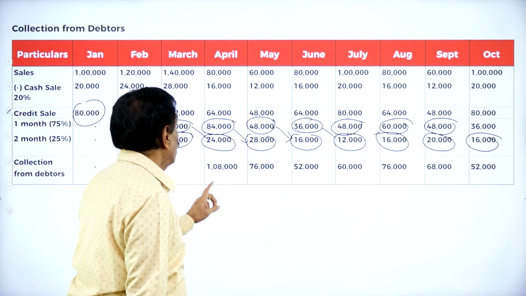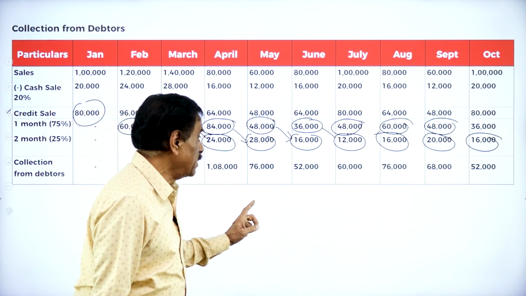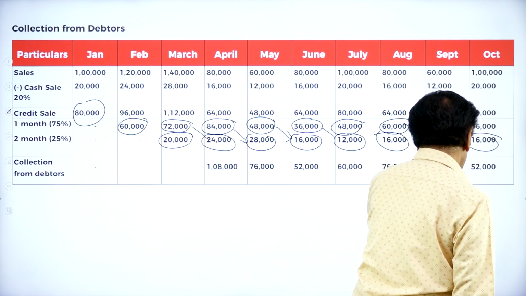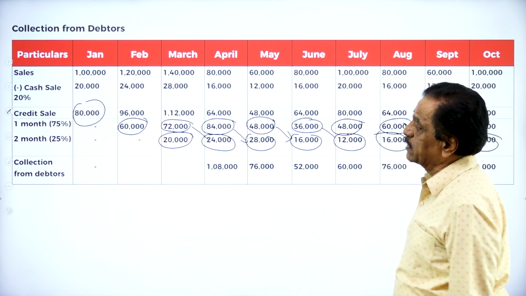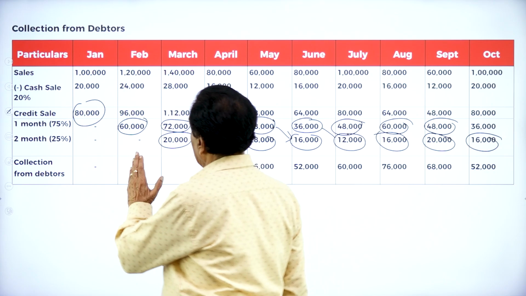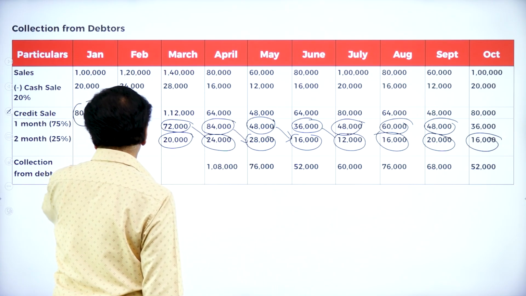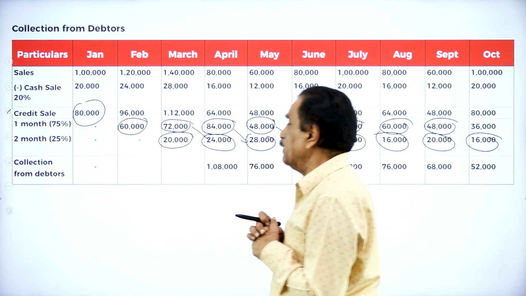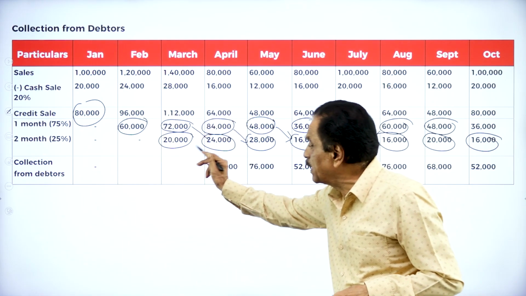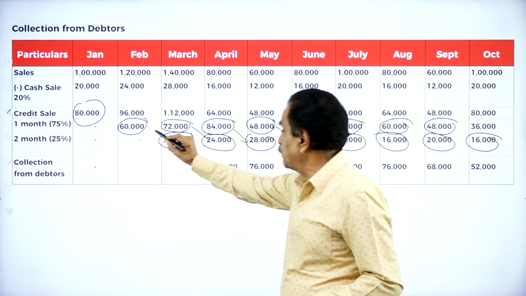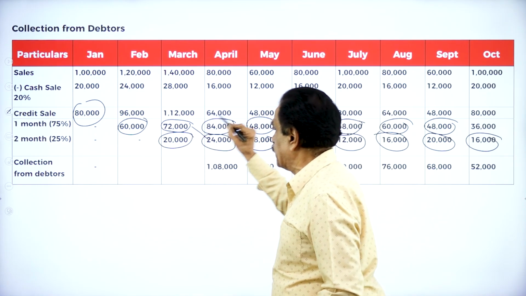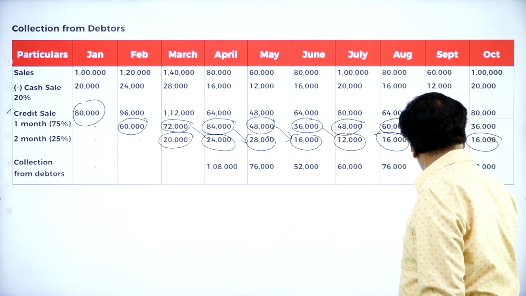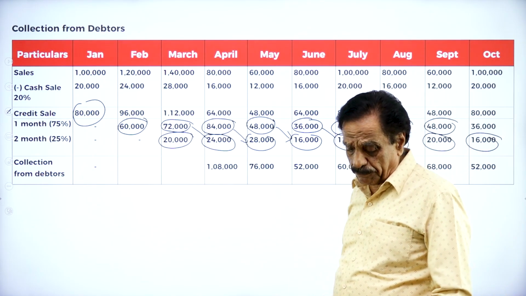Collection from debtor: 1,08,000, 76,000, 52,000, 60,000, 76,000, 68,000, 52,000. This is a collection from debtor. 75% is collected in the month of sale, January and February, and the balance 25% in the next month. So it will go like 75%, 25%, 75%, 25%, 75%. So we have collected from the debtor. This is the first step.